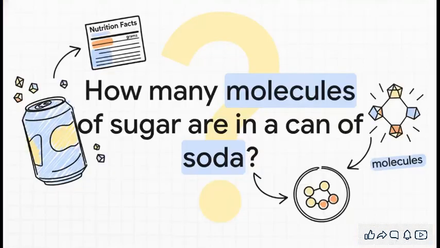Wild, right? And it's not just for salt. You can do the exact same thing to figure out how many molecules of sugar are in a can of soda. Food scientists do this all the time to make sure every single can tastes the same. Just find the grams of sugar on the label, convert to moles, then convert to molecules. See? It's stoichiometry in the wild.